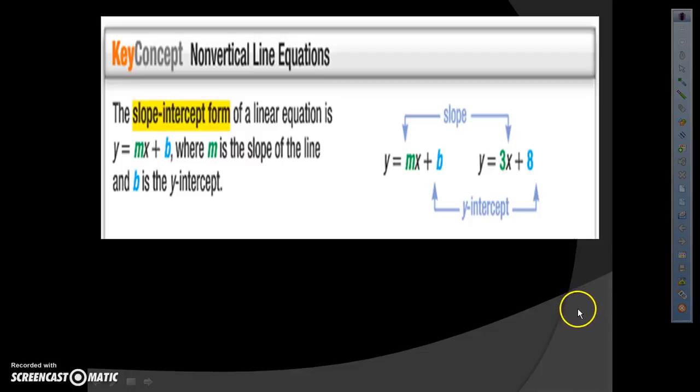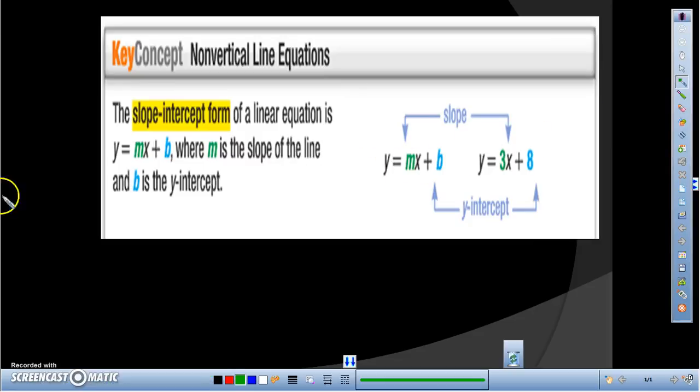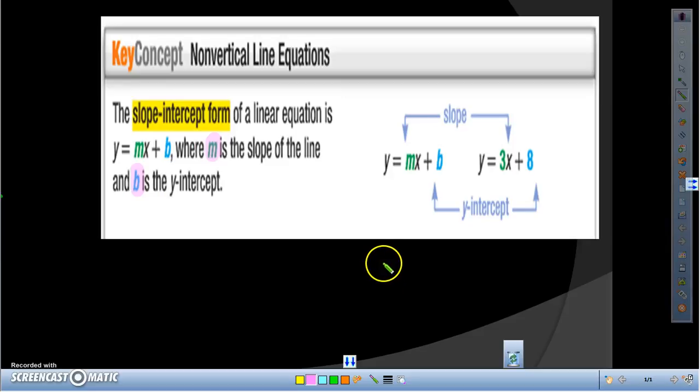Slope-intercept form is y equals mx plus b, where m is the slope of the line. I have to highlight that, where m is the slope of the line and b is the y-intercept. Okay, so if we have these two values, then we can write any equation in slope-intercept form.